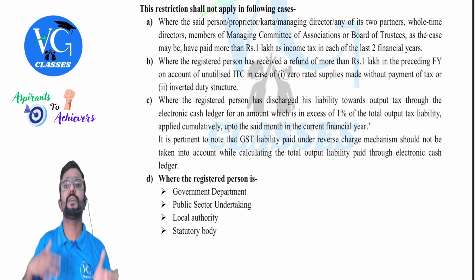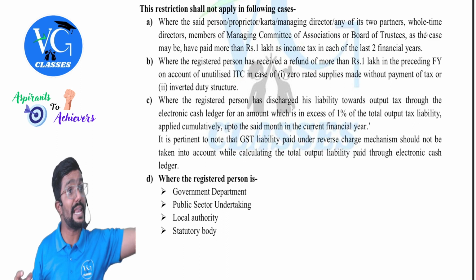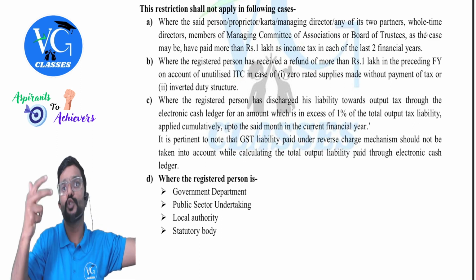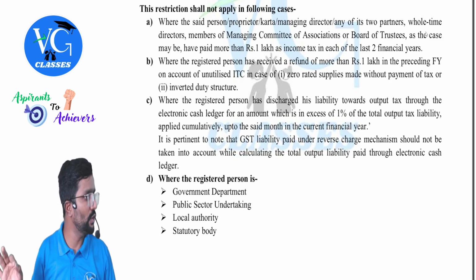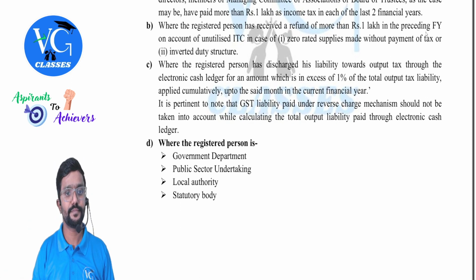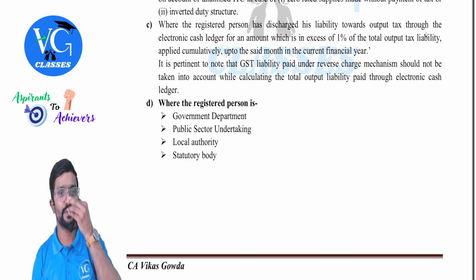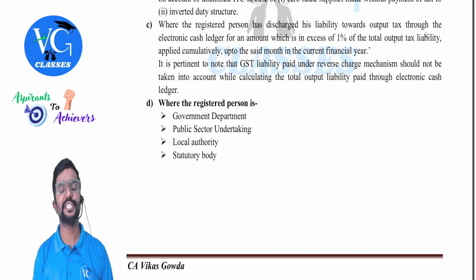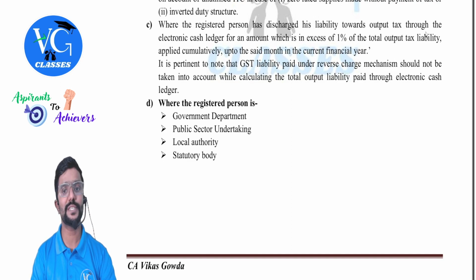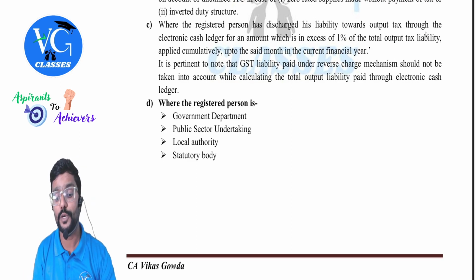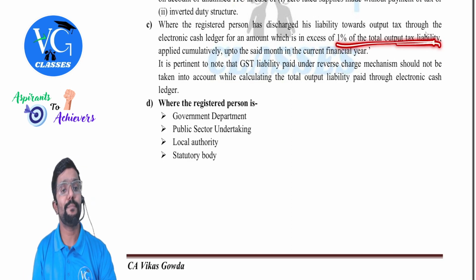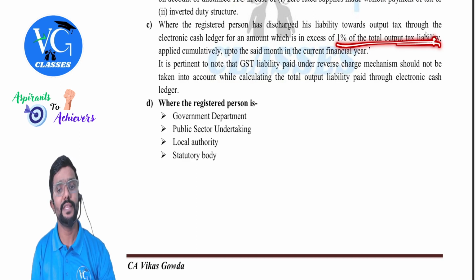So in that case, if I have claimed a refund of more than 1 lakh in the last year because of any of these two transactions in the current year, is Rule 86B applicable for me? No. Then C. This is cumulative calculation. Where the registered person has discharged his liability towards output tax through the electronic cash ledger for an amount which is in excess of 1% of the total output tax liability. 1% of total output tax liability applied cumulatively up to the said month in the current financial year.